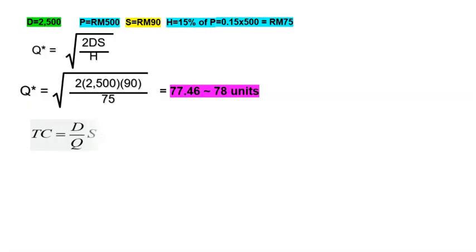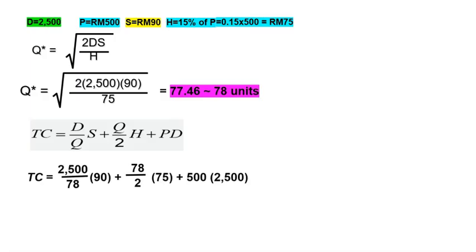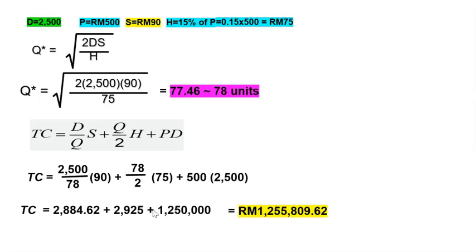Okay, now we can calculate the total cost. So the total cost with the formula, we just plug in the values. So we get the total cost of 1,255,809 and 62 cents. So this is the cost with no discount.